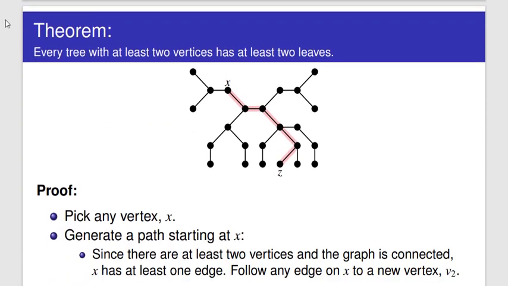Next theorem: every tree with at least 2 vertices has at least 2 leaves. At least 2 vertices means 2 or more vertices. There should be 2 or more vertices, not just 1 vertex. What the theorem says is that a tree with at least 2 vertices has at least 2 leaves.